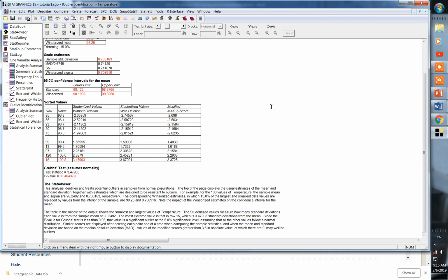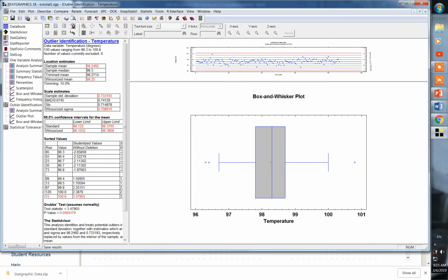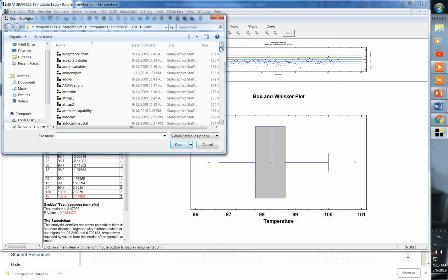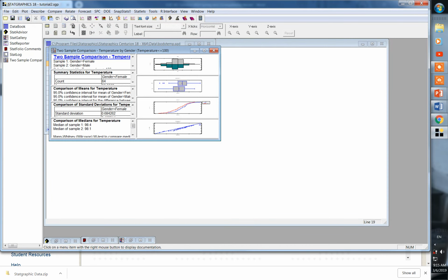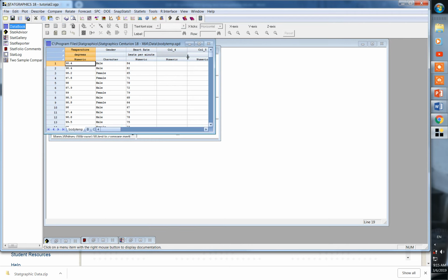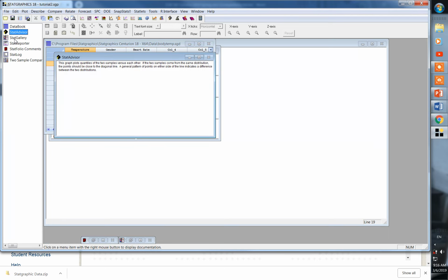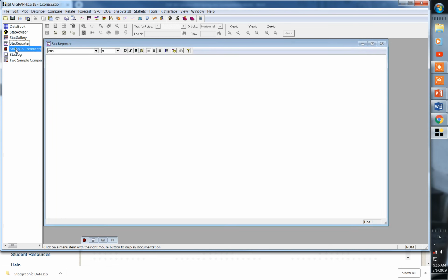Okay. So let's move to the other one, which is tutorial 2. Okay. So let's open the files again, and now we go to the Statgraphics portfolio 2, and this one we open. Okay, this we call the 2 population test. So you will find this group of data sets is the same data, but now we're going to test the difference of gender, and then you're going to see from here the stat advisor, right? And then the gallery, report, and then comments.